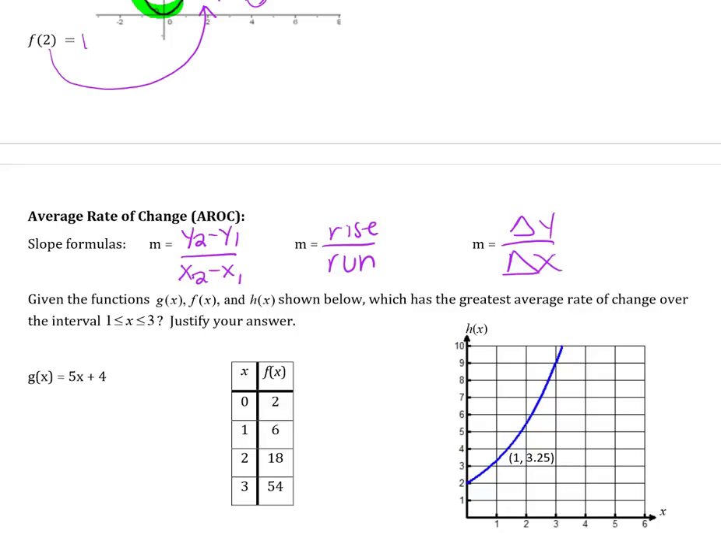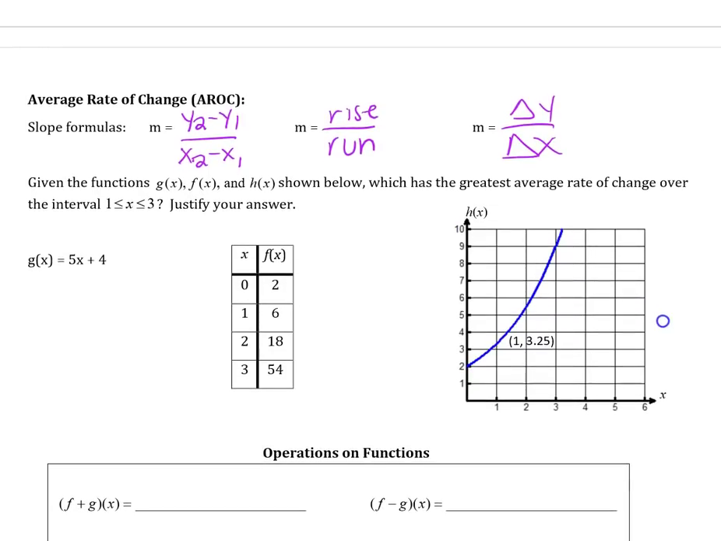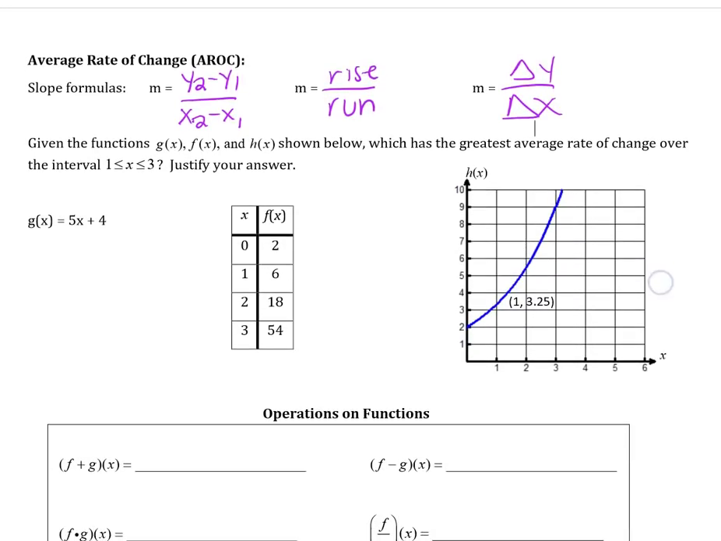Given the functions g of x, f of x, h of x shown below, which has the greatest average rate of change on the interval, and justify your answer. Please pay attention to the interval. That's what students tend to forget to do. The easiest one to start with is the table. I literally will circle in the table where x equals 1 and x equals 3 is. And then I just apply my slope formula. So 54 minus 6 over 3 minus 1, and that gives me 48 over 2, which is 24.